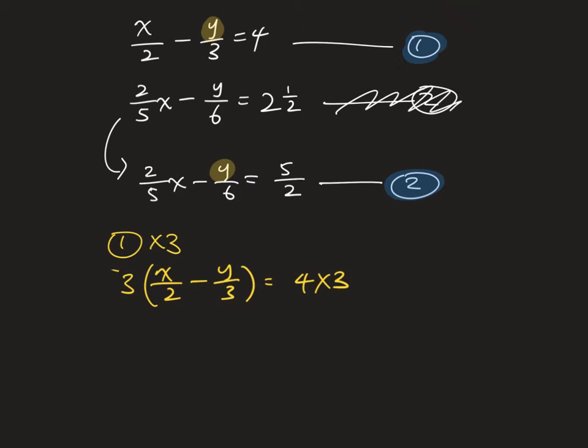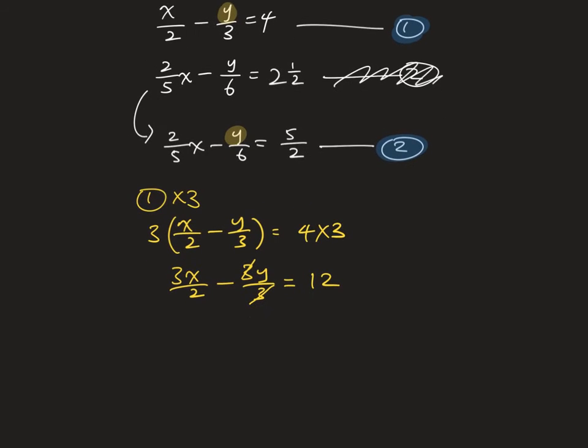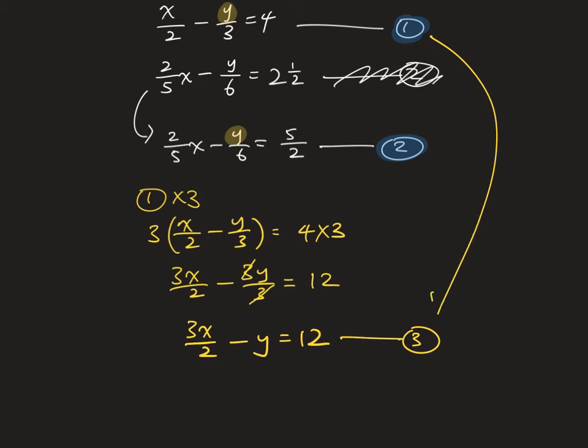The 3 multiplies in, so this will be 3x over 2. Now 3y over 3, you can see the 3's cancel out, right? Because 3 divided by 3 is 1. And of course, 4 times 3 is 12. And there you have it. We have 3x over 2 minus y equals 12. Now let's call this equation 3. Now this came from equation 1, right?